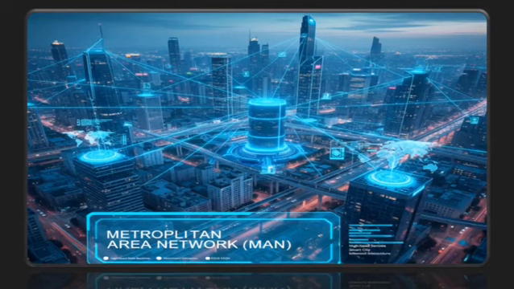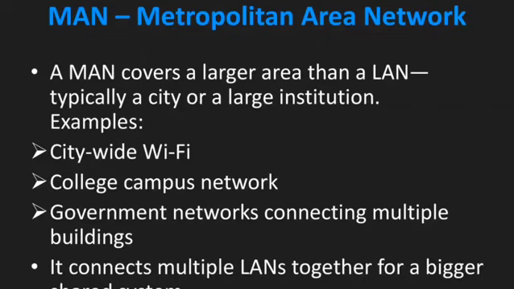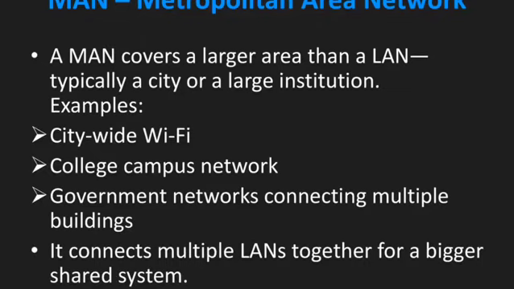MAN, Metropolitan Area Network. A MAN, or Metropolitan Area Network, is larger than a LAN. It usually covers a city or a large institution. Some examples include city-wide Wi-Fi, networks used in college campuses, and government networks that connect multiple buildings. A MAN connects multiple LANs together to form a bigger shared network.